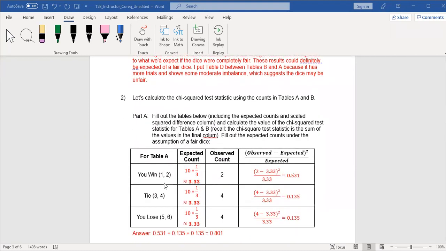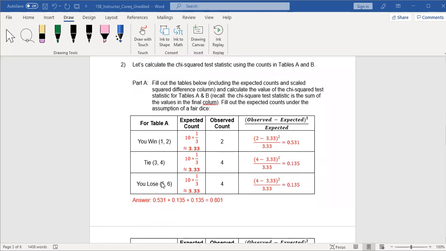Now for number 2, let's calculate the chi-square test statistic using the counts in table A and B. If I go for table A, the observed counts are 2, 4, and 4. Then we're going to calculate the expected count. For the expected count, you take the probability of this category for this variable and multiply by the total number of rows, that is, the sample size.